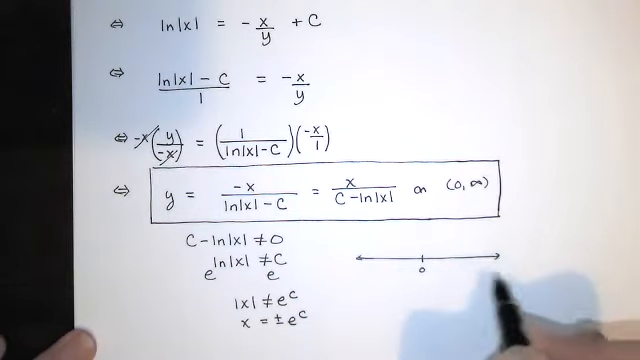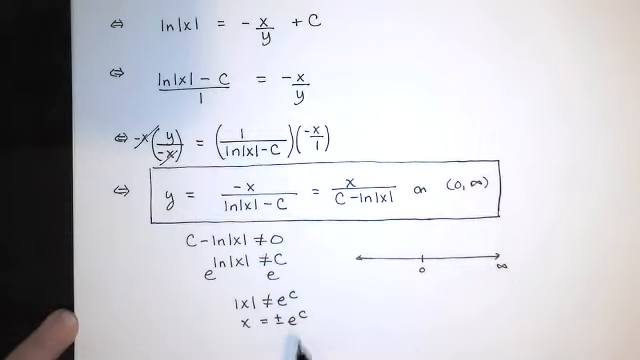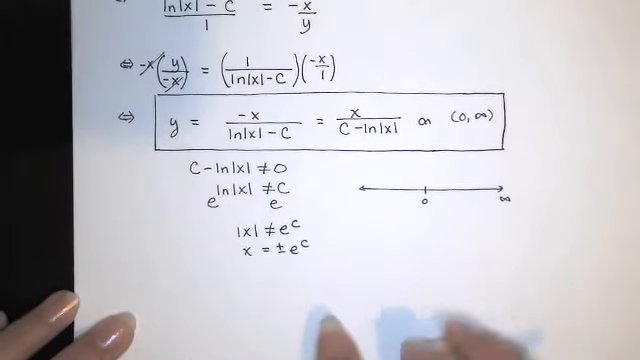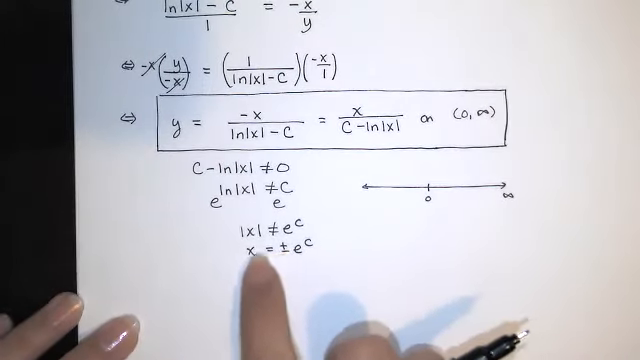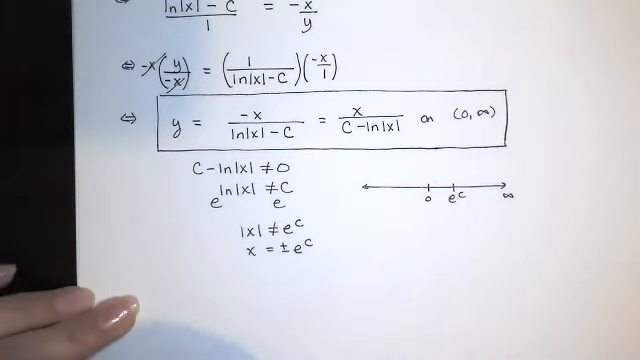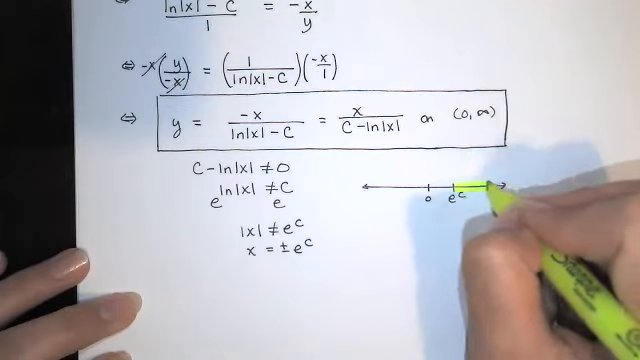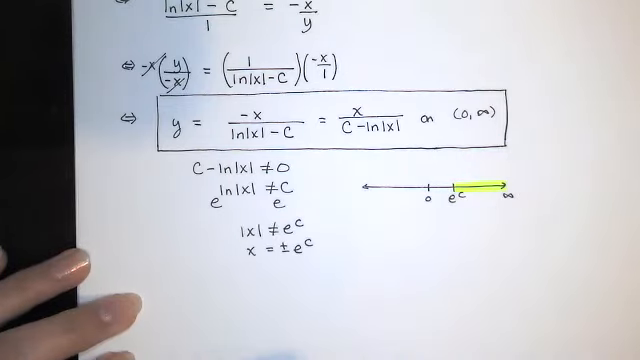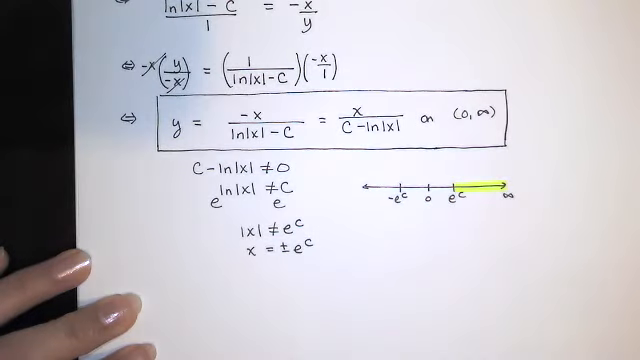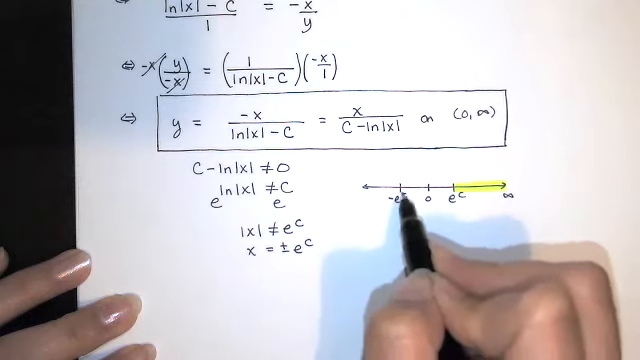This function is well defined on 0 to infinity. Well, we know that e to the c is positive. So if x is equal to e to the c, we're going to have a problem. So our solution will be well defined on the interval from e to the c to infinity, not including that e to the c. We'll also have a problem when x is equal to negative e to the c, just some positive value times -1, so that would make that a negative number.